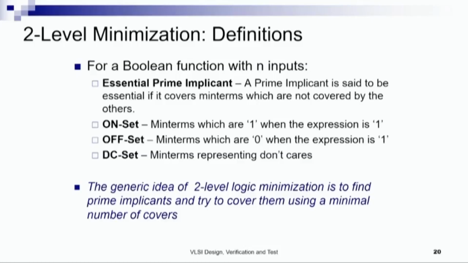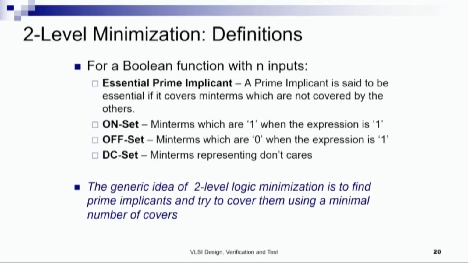DC set, minterms representing don't care terms. Their values don't affect the output of the function, meaning that we don't observe the output of the function with respect to these minterms, right? Therefore they are don't cares. So then what is the basic idea of two-level logic minimization?